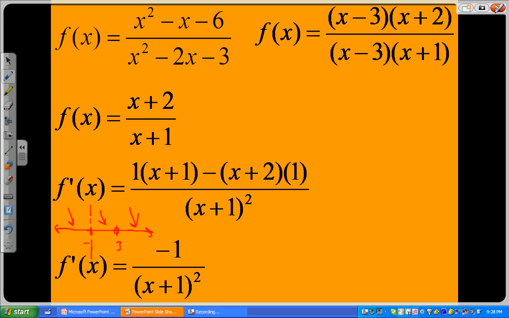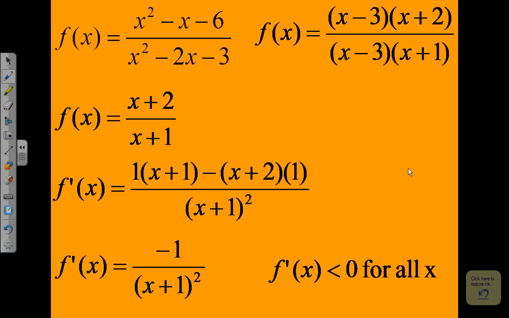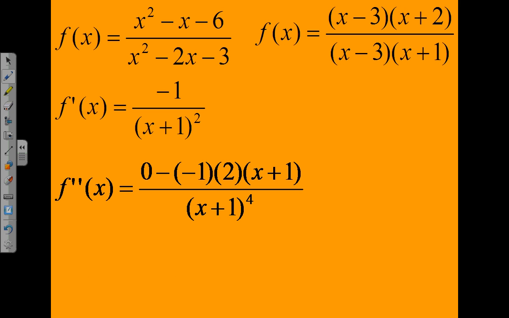Now, all I have to do is see if there are any points of inflection. We'll do that by taking the second derivative. The derivative is negative for all x; we figured that out through our number line. Second derivative: the derivative of the denominator is 0, negative 1 minus the derivative of the numerator. And now it looks like we've got a point of inflection.